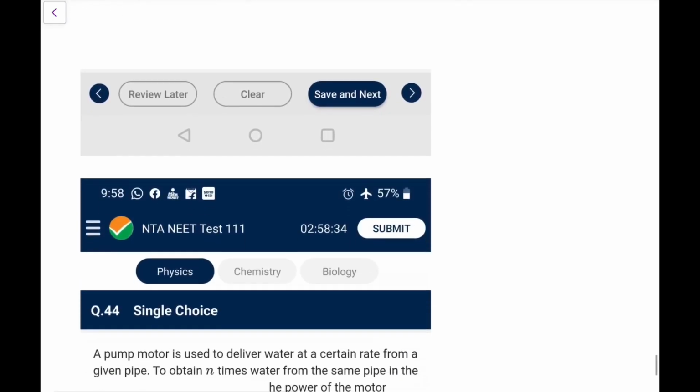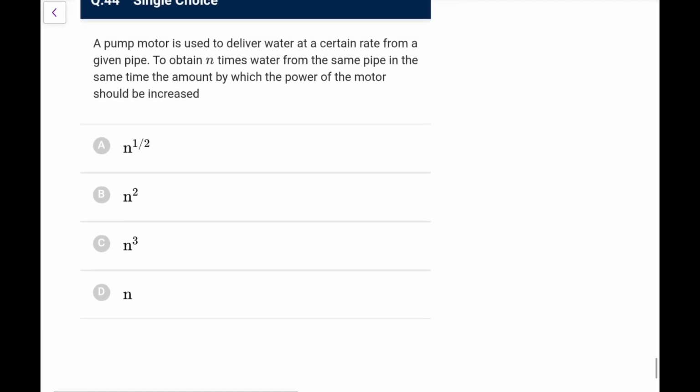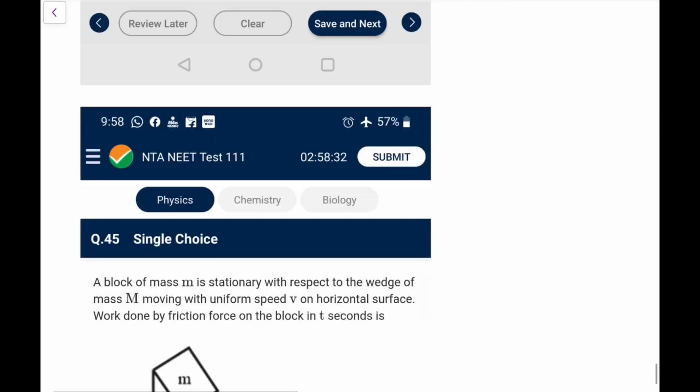Next one. A pump motor is used to deliver water at a certain rate from a given pipe. To obtain n times water from the same pipe in the same time, the amount by which the power should be increased, we know that is equal to n cube. Why? Because power is basically equal to rho A v cube. So to get double the amount of water, v should be doubled, and v doubled means the power should be 8 times, that you must have done many times. So for n it would be n cube. Very common question. Next one.